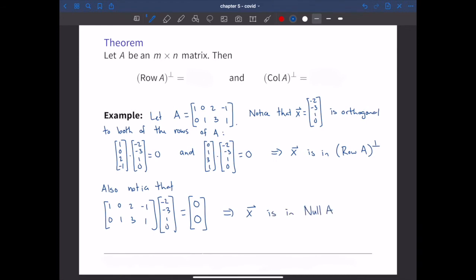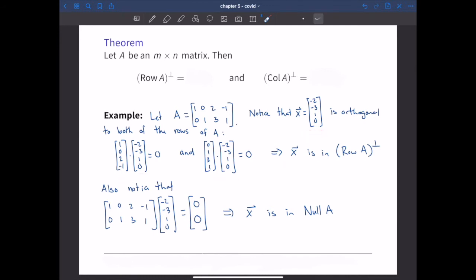Okay? So remember, whenever I have a vector and I multiply it by a matrix and I get the 0 vector, it means that this vector here lives inside the null space. So hopefully, if you think a little bit carefully about this, really we're just seeing the same thing from two different perspectives. If the vector x is orthogonal to both of the rows, then that means it lives in row A perp.